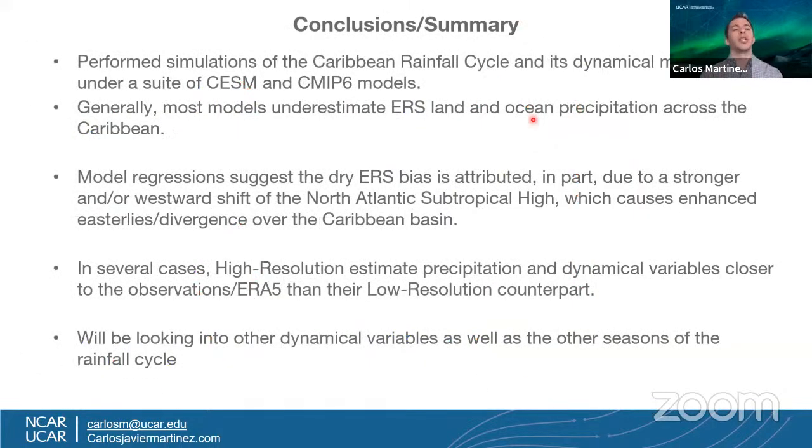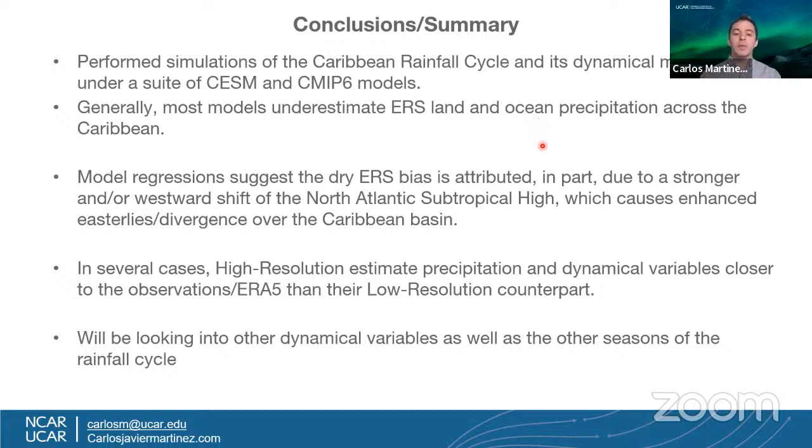So just to summarize and conclude, I performed several simulations of the cycle and the mechanisms under a suite of these models. I do see that most models underestimate the land and ocean precipitation, where you would find less complexity, for example, because there's no land, right? So interestingly, looking at the model regressions, they suggest that perhaps the dry bias is in part due to a stronger and or westward shift of the high, which causes the enhanced easterlies and divergence, and potentially also a southern displacement of the ITCZ as you have a stronger high over the North Atlantic region.